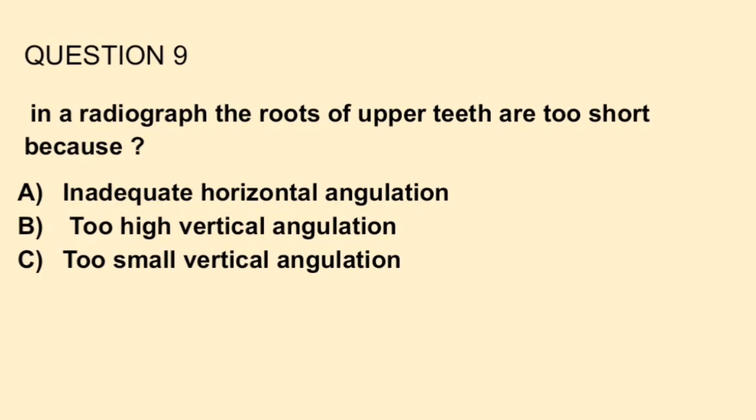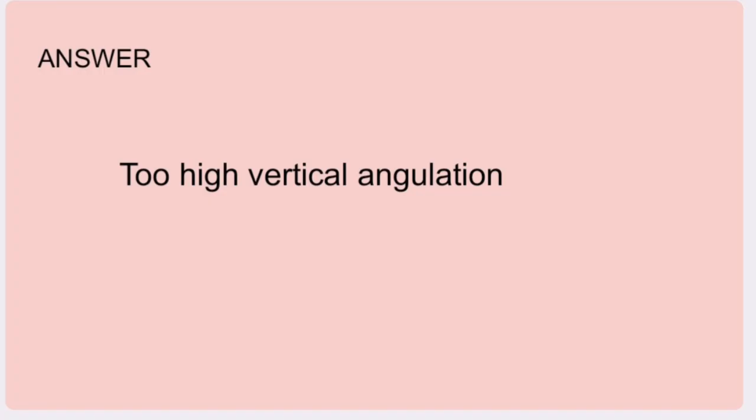Question 9. In a radiograph, the roots of the upper teeth are too short because of A. Inadequate horizontal angulation, B. Too high vertical angulation, or C. Too small vertical angulation. The answer is too high vertical angulation.